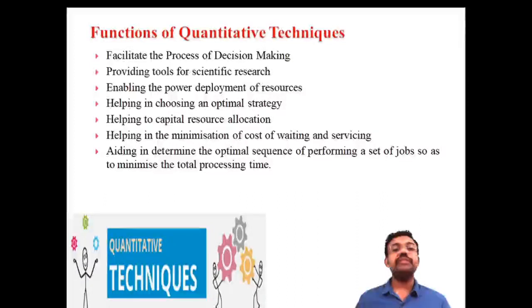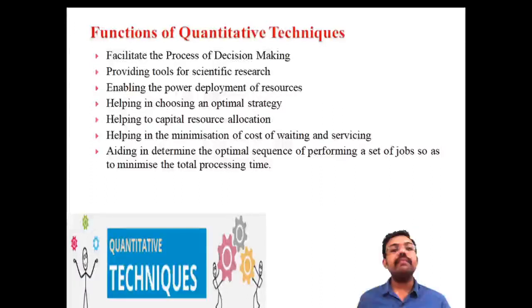That means decision making is easily possible. Take the right decision at the right time. From a research point of view, we are taking the right decision at the right time with the help of the quantitative techniques. And the second one is providing a tool for scientific research. In the science field, we can easily use the quant techniques because we have a lot of mathematical and OR techniques. So we provide the tool for scientific research.